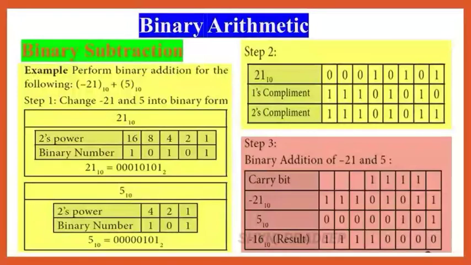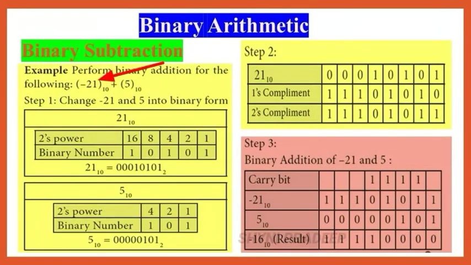Binary subtraction. Minus 21 base 10 plus 5 base 10. Change this minus 21 and 5 into binary form. Okay. This is the binary form of 21. This is the binary form of 5. Here minus 21 is the signed number, which means negative number.